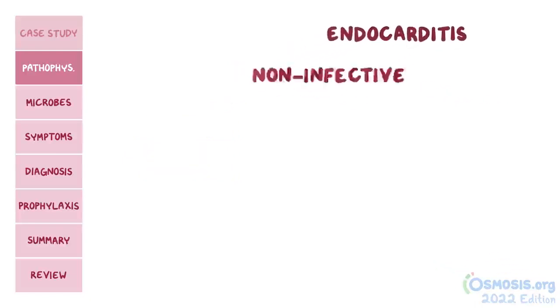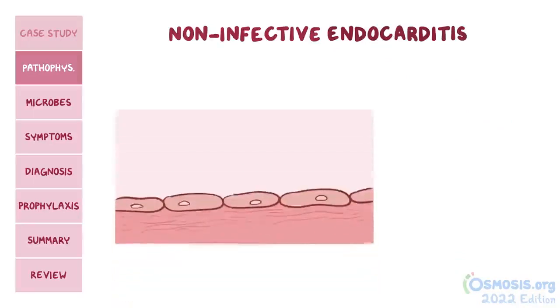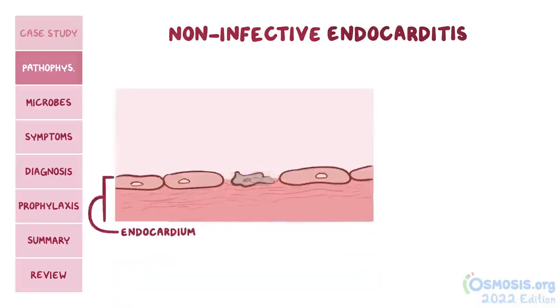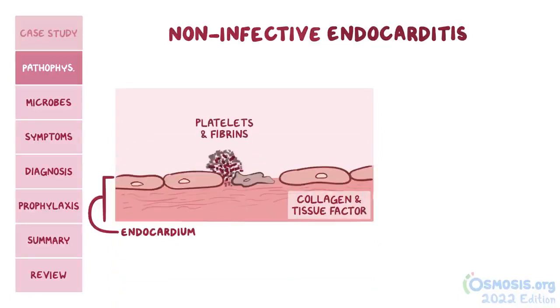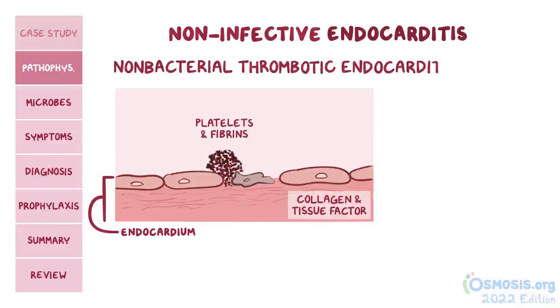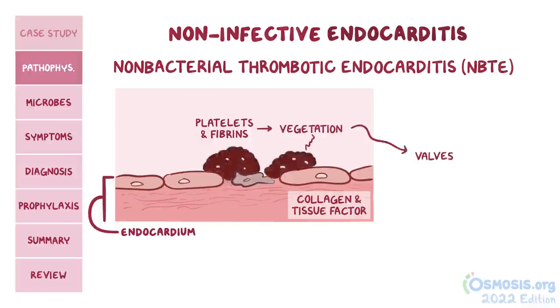For non-infective endocarditis, the first step is usually damage to the endocardium. Damage exposes the underlying collagen and tissue factor, which causes platelets and fibrin to adhere, which forms tiny blood clots. This is called non-bacterial thrombotic endocarditis, or NBTE. Tiny clots and fibrin can develop into vegetation, especially on the heart valves, which damages them and makes it harder for them to open or close.